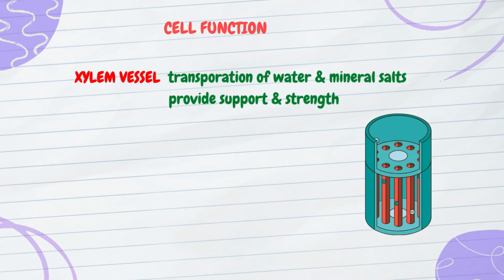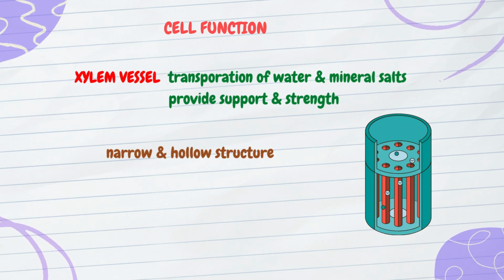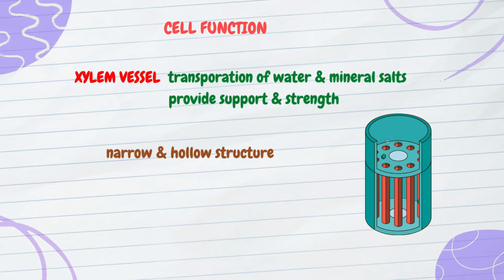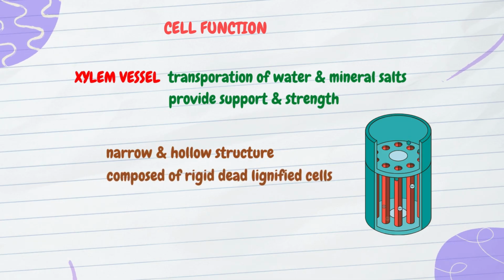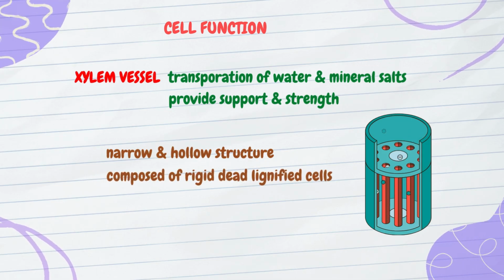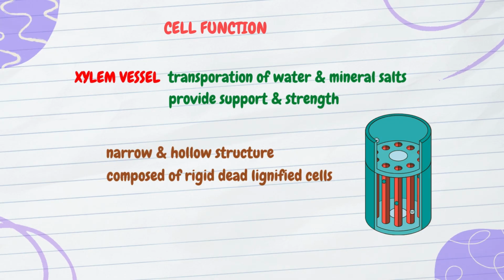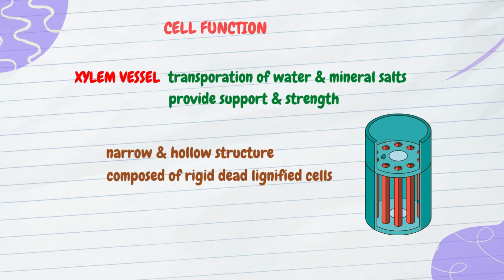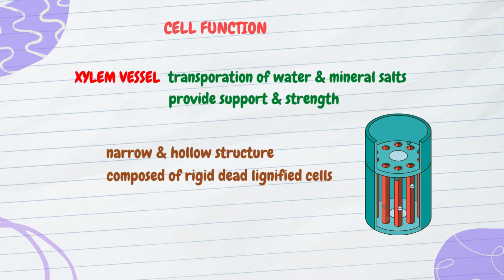These features include a narrow and hollow structure facilitating the flow of water and mineral salts through the stem, and it is composed of rigid, dead lignified cells. As the cells of the xylem tissue are dead and lignified, the tissue is rigid. Therefore, the tissue provides strength and prevents the plant from collapsing.